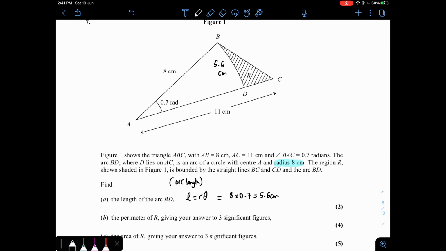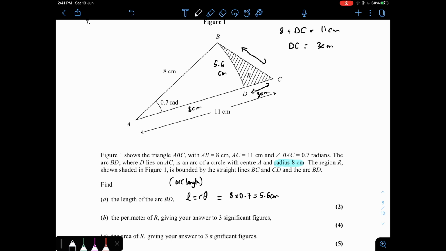Okay, next is the perimeter of R, giving your answer to 3 significant figures. So we need to find the length of DC and BC. We can find the length of DC very easily because we know A to D is 8 centimeters. So 8 plus DC will equal 11 centimeters. So DC is equal to 11 minus 8, so it must be 3 centimeters. So we can say this is 3 centimeters.